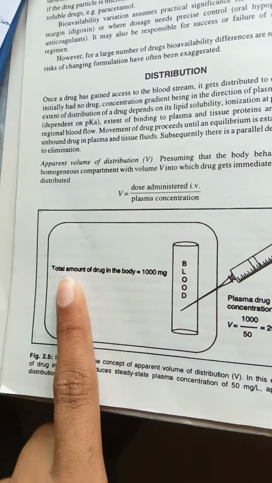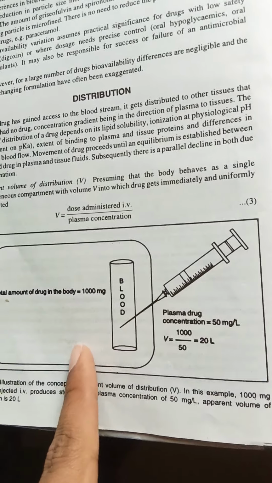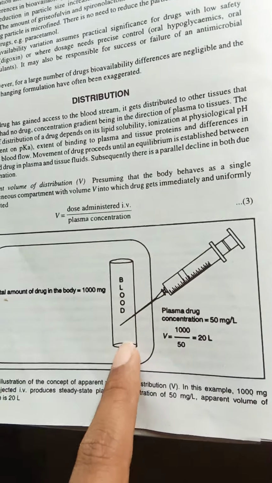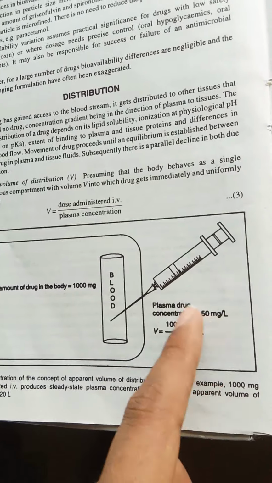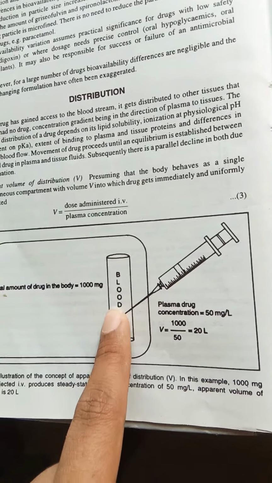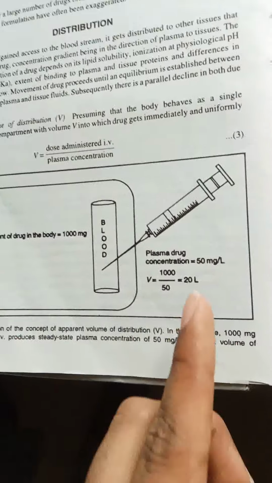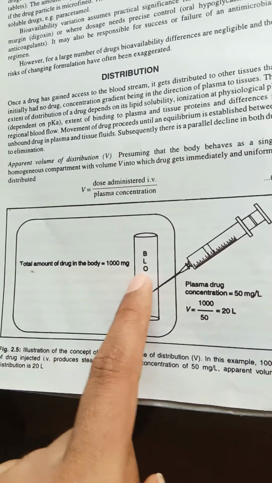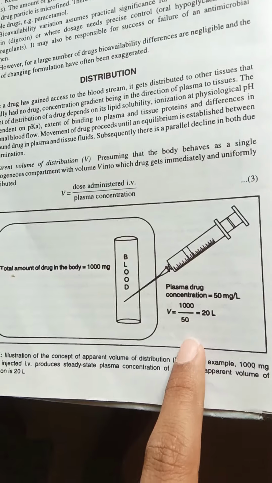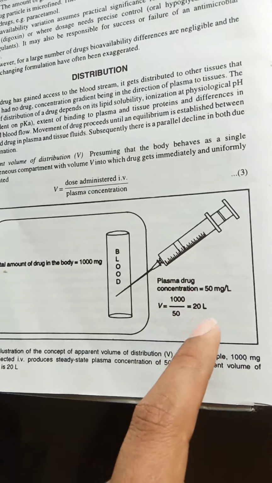So the total amount of drug in the body, for example, is 1000 milligrams, and we have given an IV injection that is entering into the blood. The plasma drug concentration is about only 50 milligrams. That is, as we gave the drug, now in the blood there is about 50 milligrams. And how much is in the body? To understand this, we use the formula V equals 1000 by 50. That is, 1000 is the total amount of drug we gave by IV, and 50 is how much drug is present in our plasma at present. So 1000 by 50 gives 20 liters.